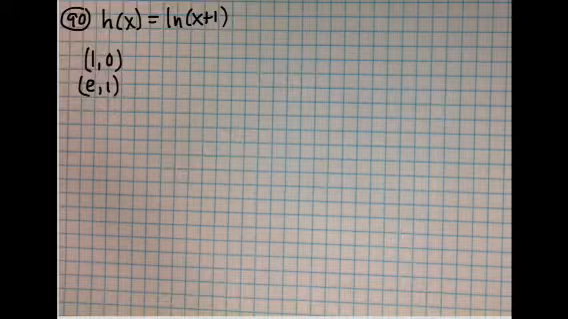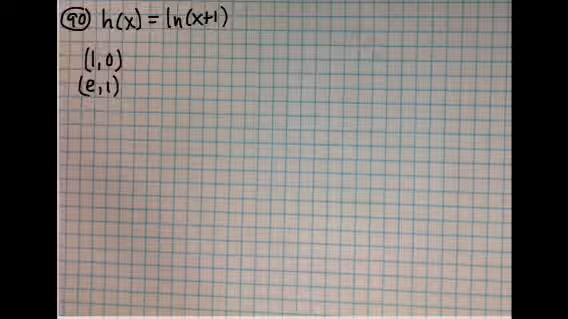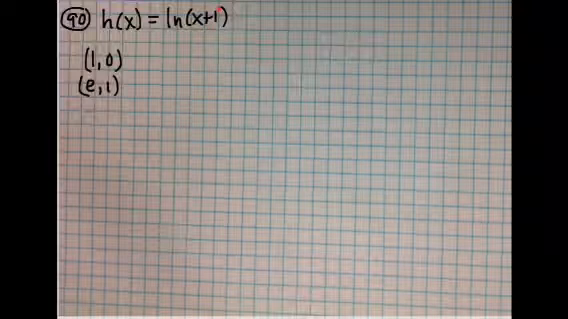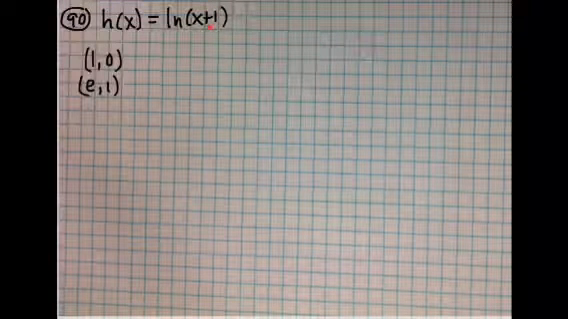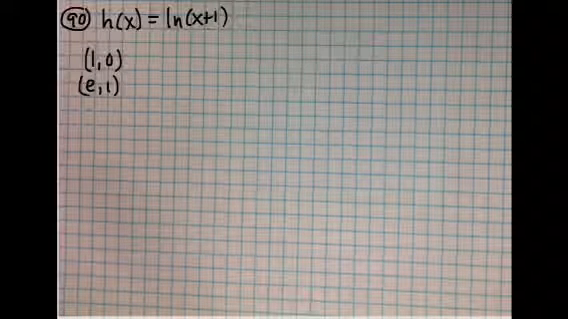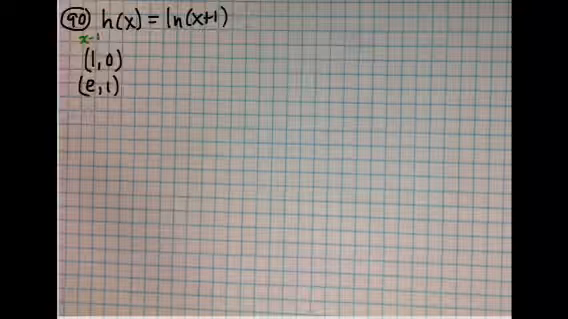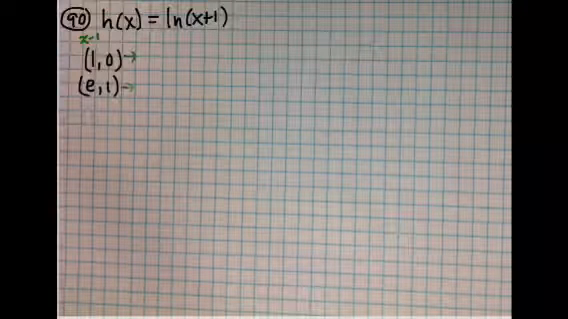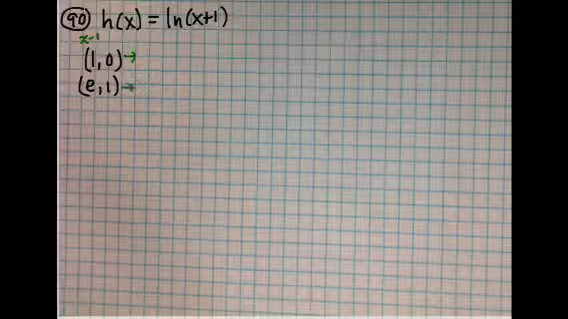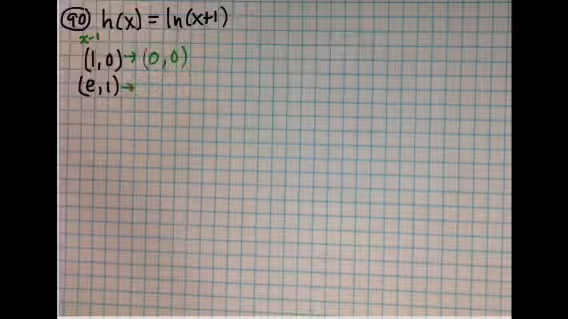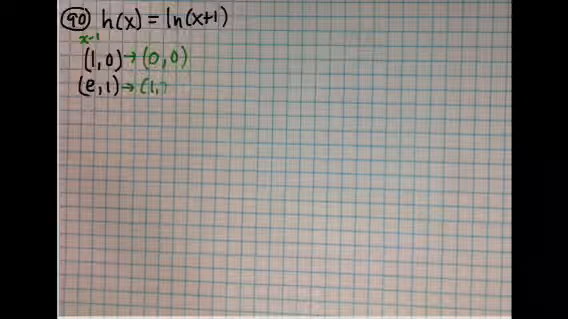Natural log of e. Okay, so for number 90, the x plus 1, that's where we get the h. So h is actually negative 1. So that means that the x's are going to be decreased by 1. So we're going to say x minus 1. So the points, and that's the only transformation, right? So 1 minus 1 is 0. And then e minus 1, that's 1.7. Okay? And so that's what we're graphing.